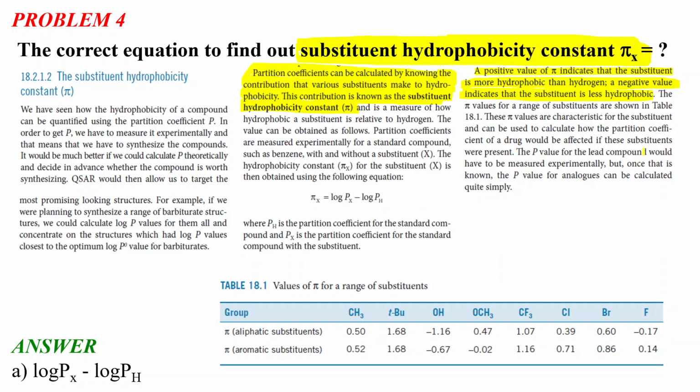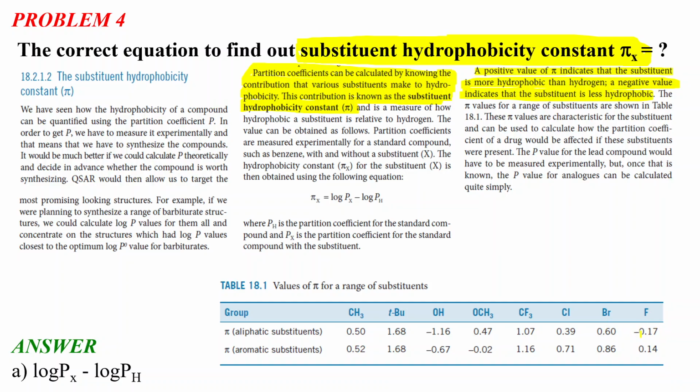The P value for the lead compound would have been measured experimentally, but once this is known, the P value of the analogues can be calculated quite simply. So here are the pi values for a range of substituents, for aliphatic and aromatic substituents. For the aliphatic ones, CH3 is 0.50, tertiary butyl is 1.68, OH is minus 1.16, OCH3 is 0.47, CF3 is 1.07, chlorine is 0.39, bromine is 0.6, and fluorine is minus 0.17.